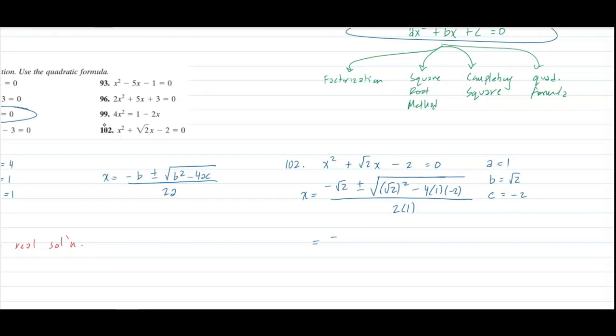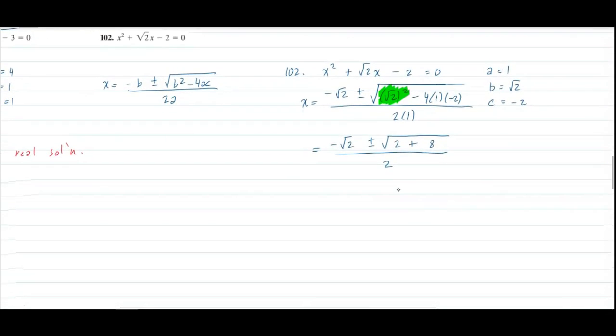Okay, so the one out front, negative root 2, you can't mess with it, all right? But what's so interesting is on the inside, you end up with the root of 2 squared, and the root of 2 squared is actually 2, all right? So let's take an extra step just to kind of address this issue. So you end up with 2, and then this you guys know how to work with. Negative 4 and negative 2 make a positive 8, so 2 plus 8, like that. And on the bottom, you end up with 2, all right?